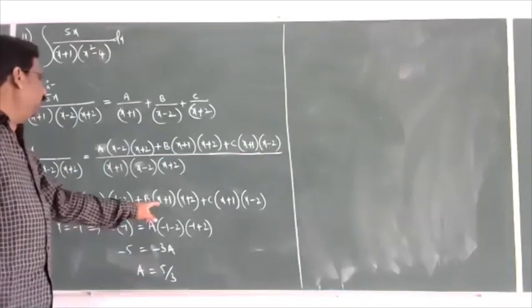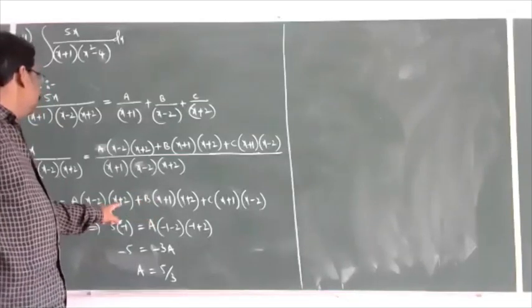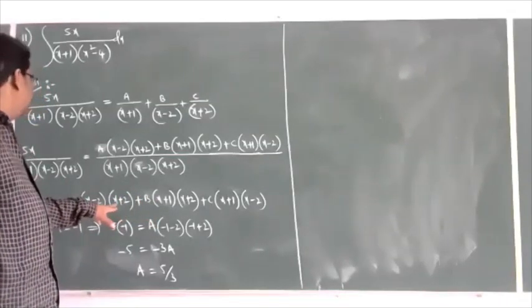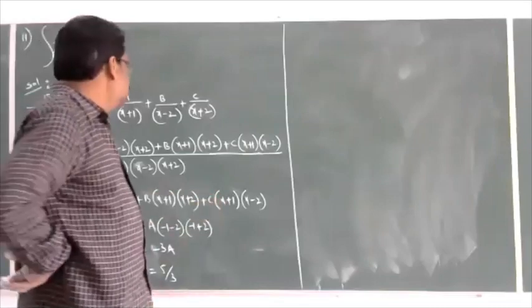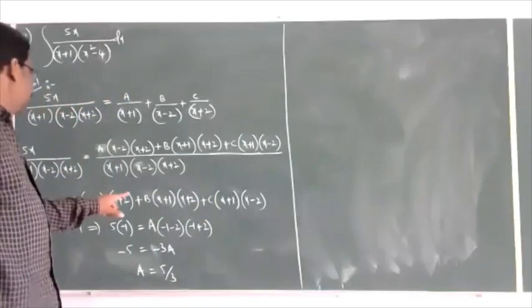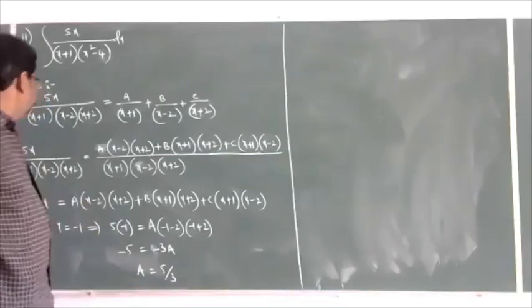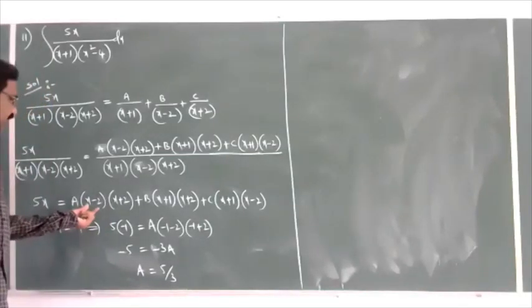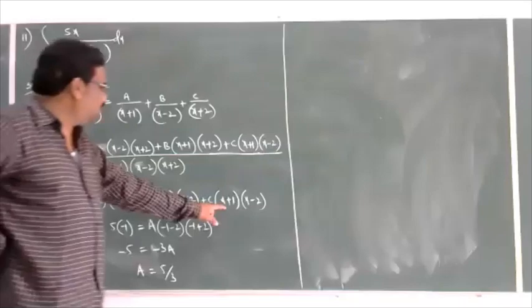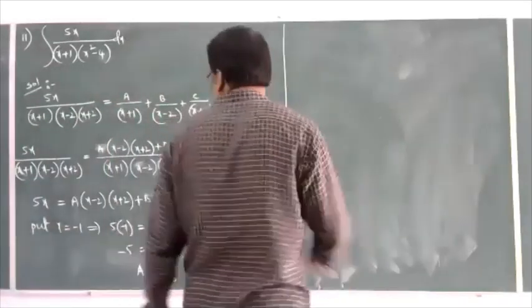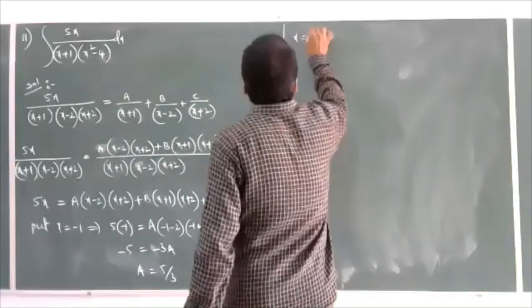So we want to find out B value. Put x is equal to 2. Here this term goes to 0, this term goes to 0, and we get B value.